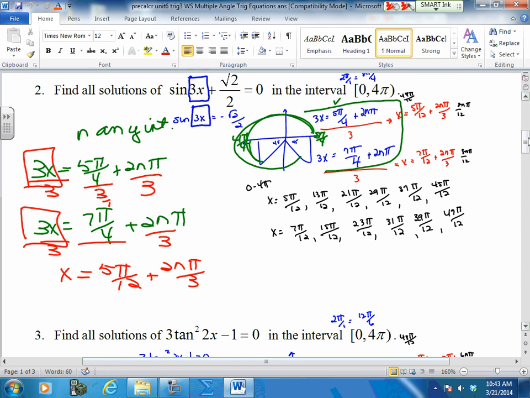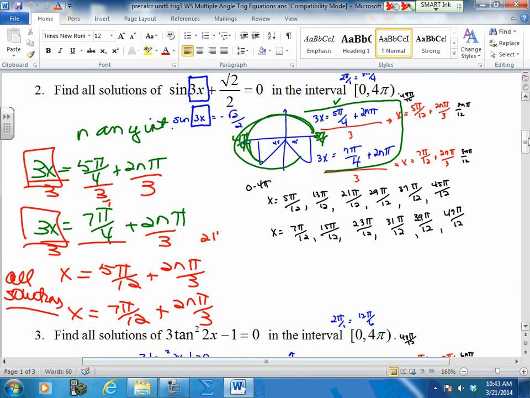This was like the example we did in class together yesterday. And I'm going to get 7 pi over 12 plus 2n pi over 3. These are all my solutions. This is my starting point. Now I'm going to add 2 pi each time, so I don't need the n in there. So I'm going to add 2 pi over 3 each time.